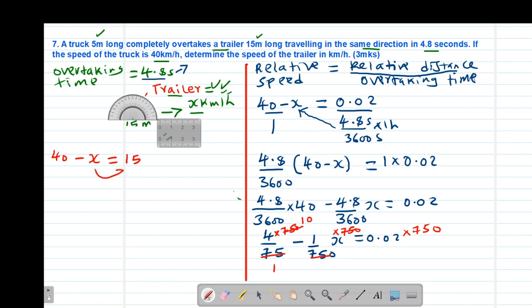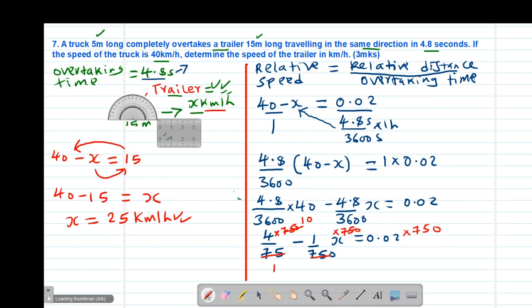So I'll take x to this side, then 15 to the other side. So I'm going to have 40 minus 15 being equal to positive x. Therefore, the value of x will be equal to 40 minus 15, which is going to give me 25. But remember, x was representing the speed in kilometers per hour. Therefore, it means x will be 25 kilometers per hour. That will be the speed of the trailer.